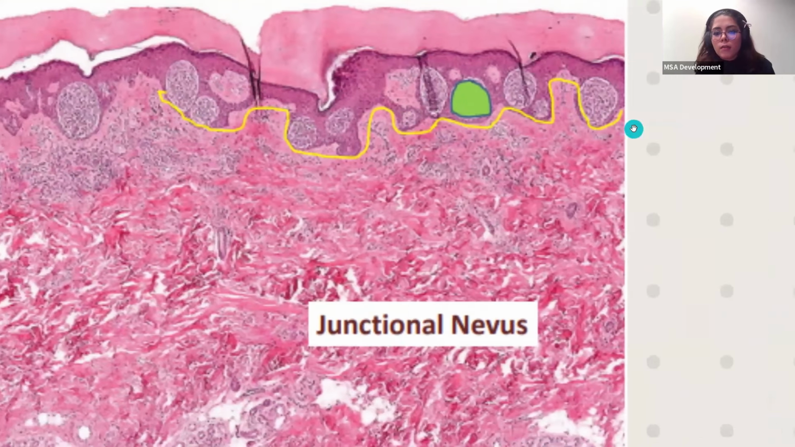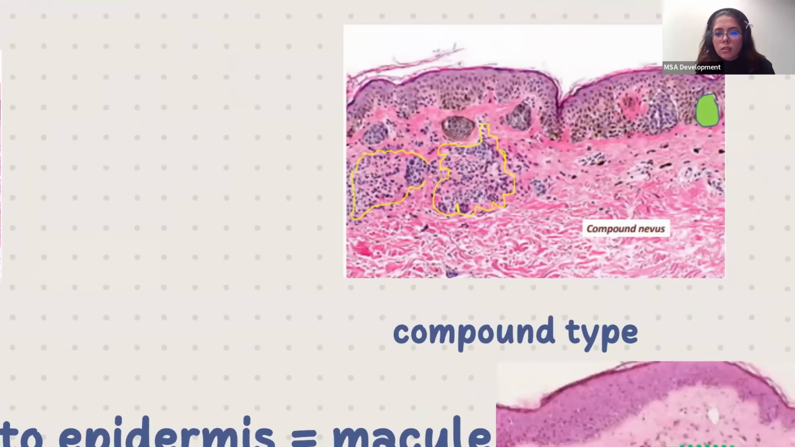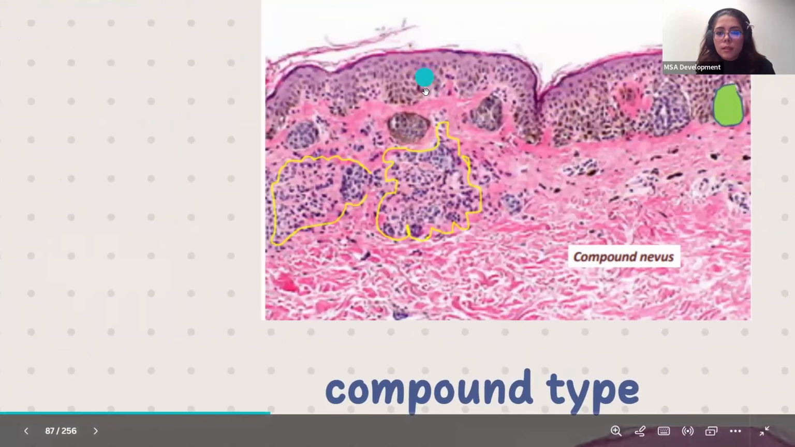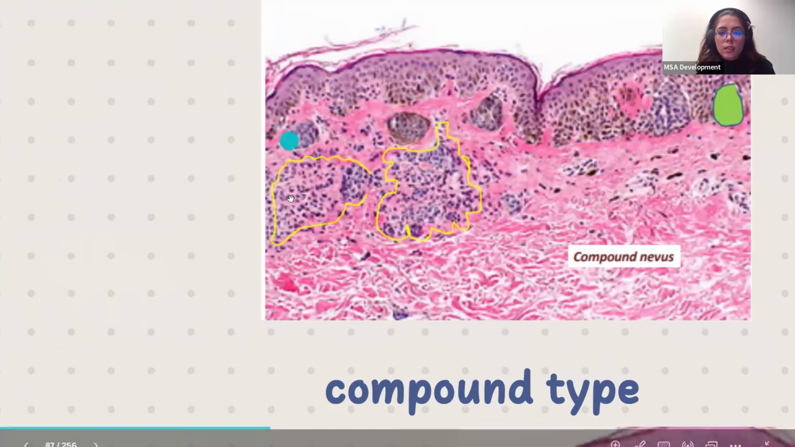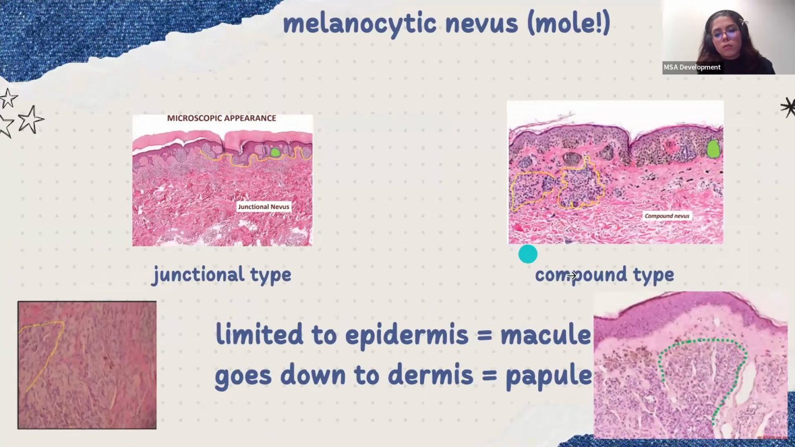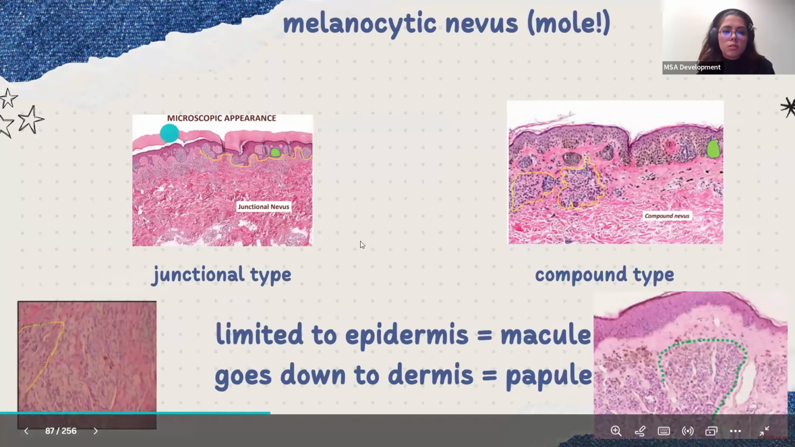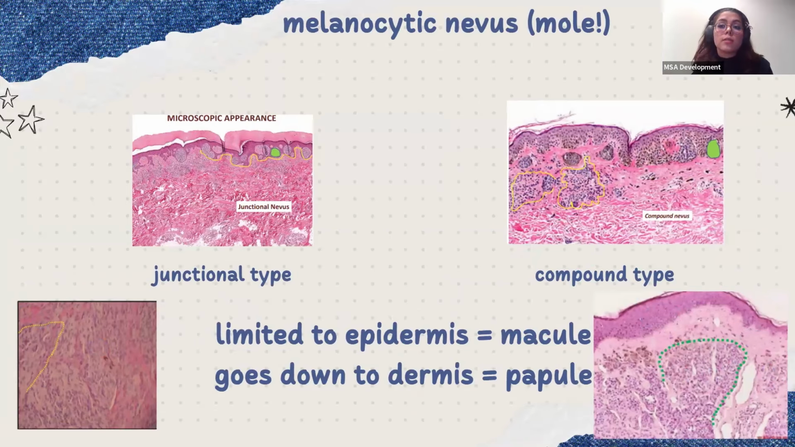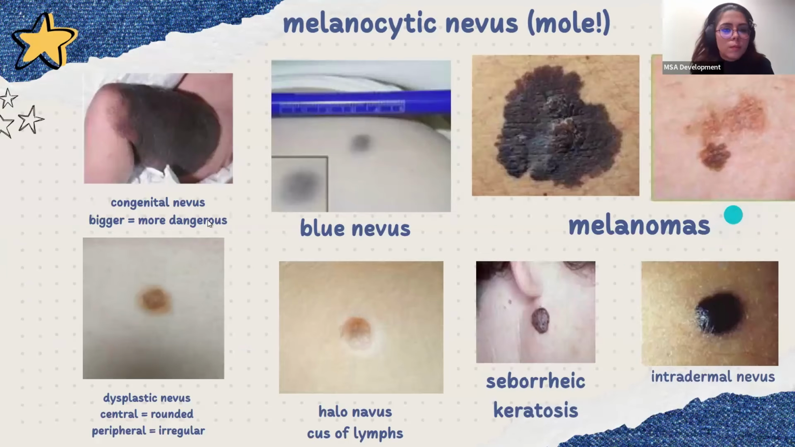It's not going down. Versus the compound type, which goes up and down. You see clusters of melanocytes. That's what a compound nevus is. Again, just know the pictures. Most of this is recall. They're not going to ask what you see specifically over here. You guys are not histopathologists. Neither am I. This is pure recall. I don't know how else to feed it to you, but this is pure recall.